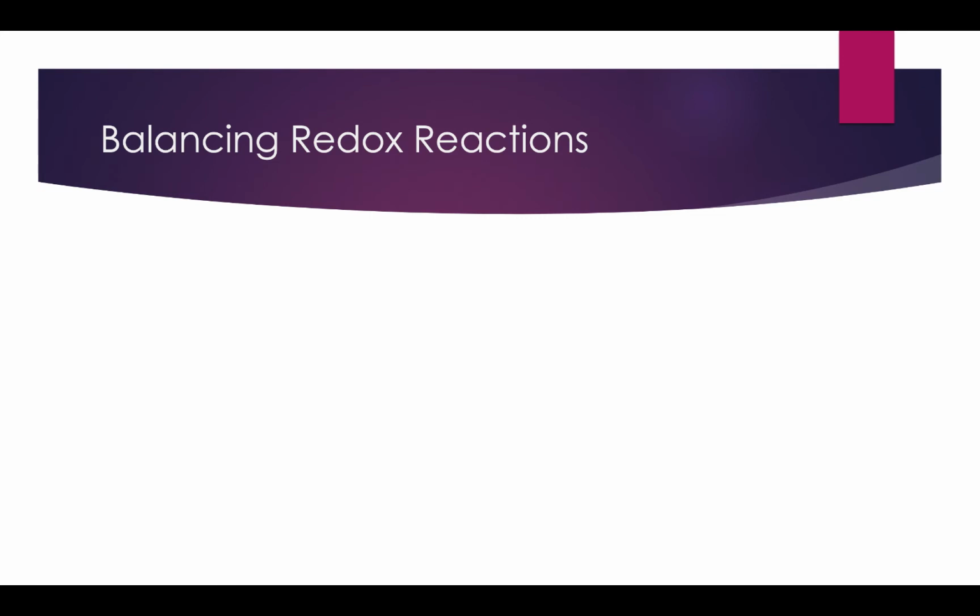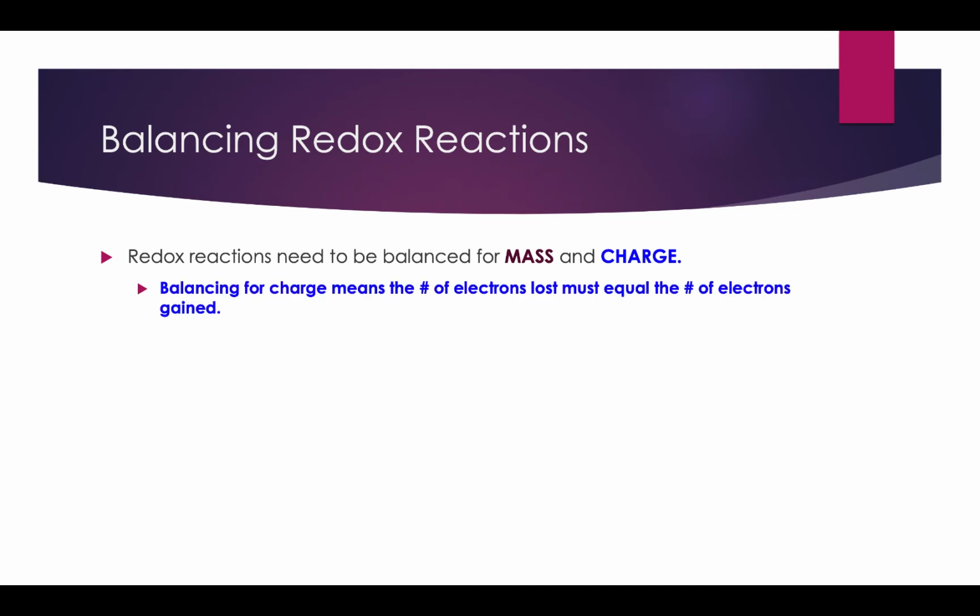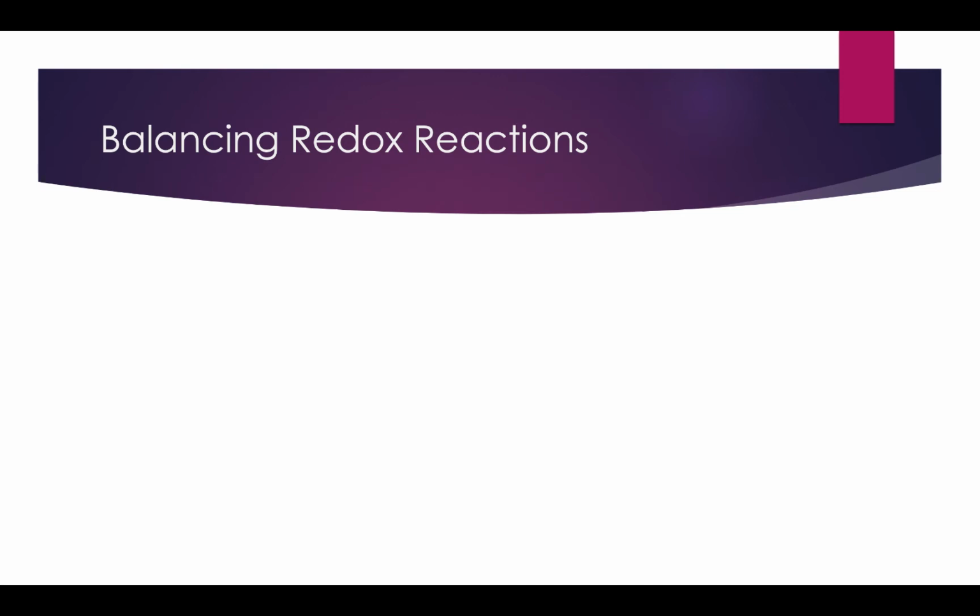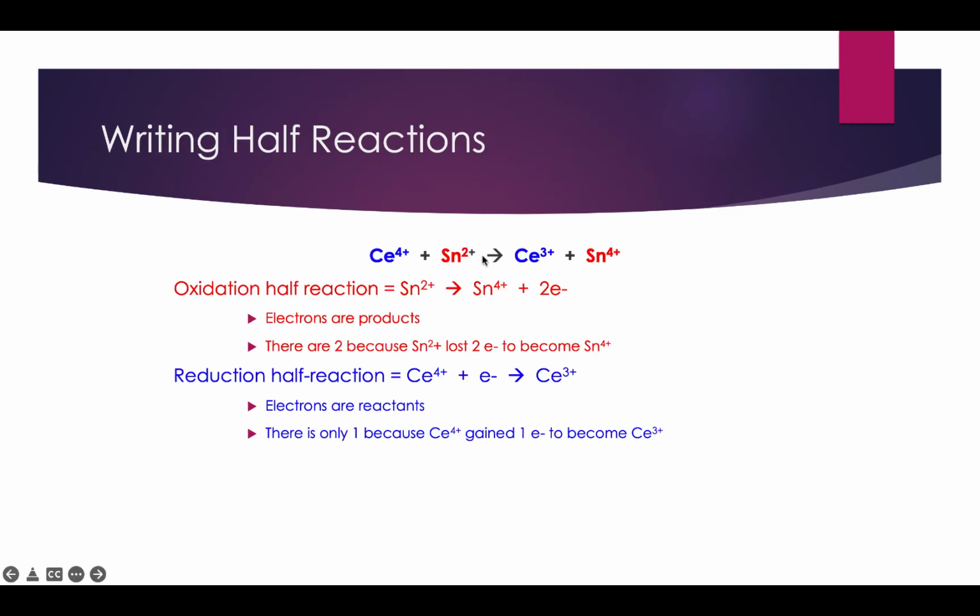Now let's look at how to balance redox reactions. Redox reactions need to be balanced for mass, as all reactions that we've worked with do, but they also need to be balanced for charge. So this is a little bit different than things we've looked at before. Balancing for charge means that the number of electrons lost must equal the number of electrons gained. Notice in the previous example, that was not the case because this was not yet balanced. Tin lost 2 electrons, but cerium only gained 1. So this is an unbalanced redox reaction.